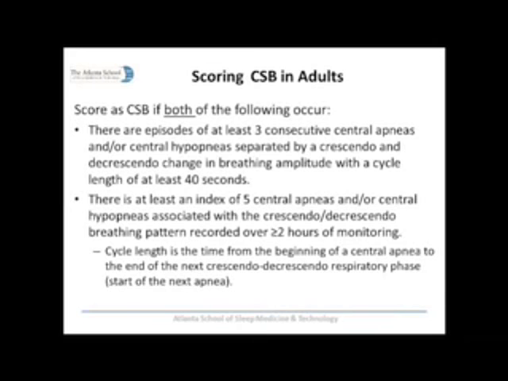We score as Cheyne-Stokes breathing if both of the following occur. There are episodes of at least 3 consecutive central apneas and/or central hypopneas, separated by a crescendo and decrescendo change in breathing amplitude, with a cycle length of at least 40 seconds. Noted below that the cycle length is the time from the beginning of a central apnea to the end of the next crescendo, decrescendo respiratory phase. In other words, the start of the next apnea.